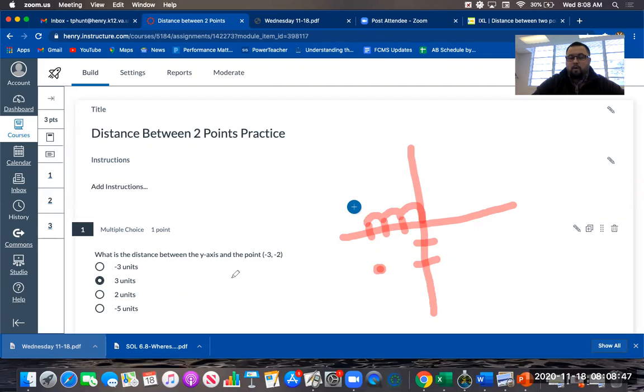Okay. Or if it's asking what is the distance between the Y-axis and the point, I just look at my X. So my answer would be 3 units. It's always positive. It's kind of like absolute value. When we talked about absolute value with integers, it's always going to be a positive value on that.